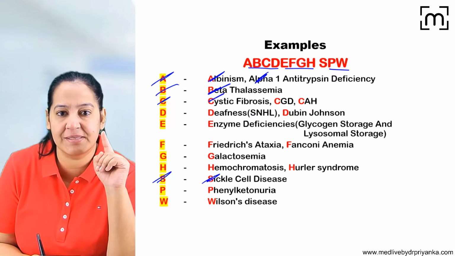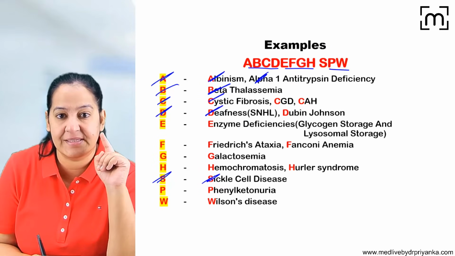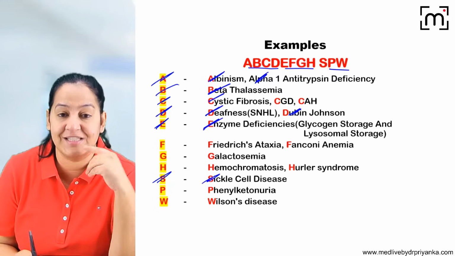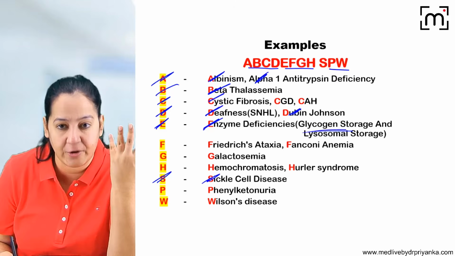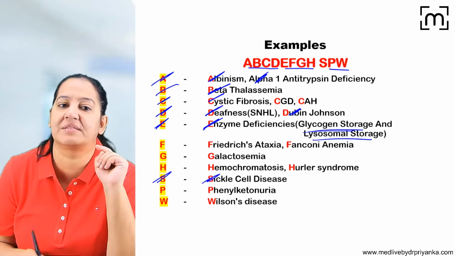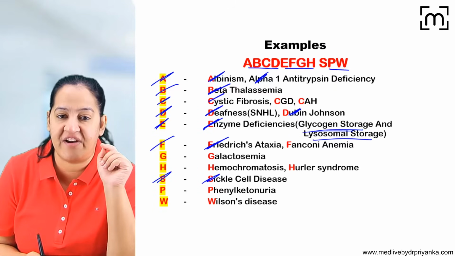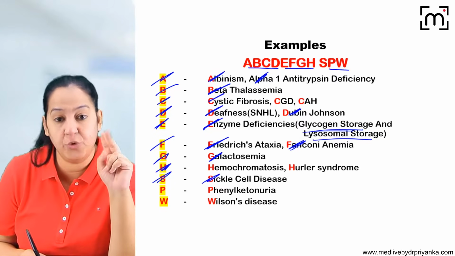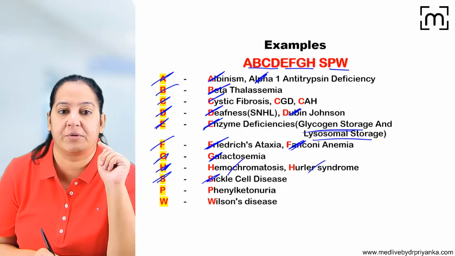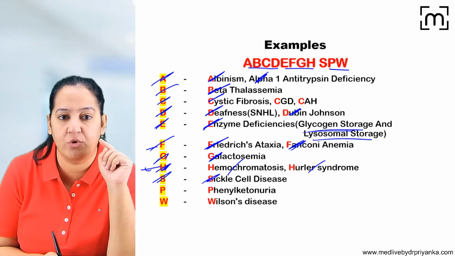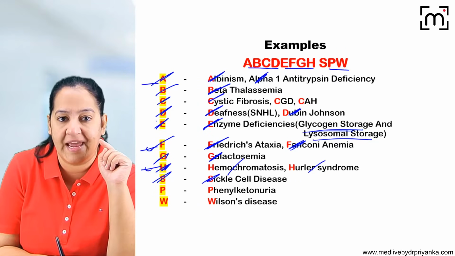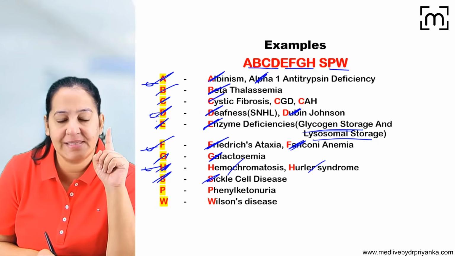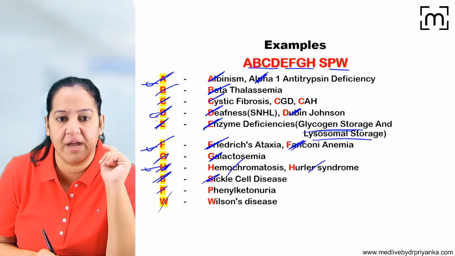C for cystic fibrosis. D for deafness, sensory neural deafness, and Dubin-Johnson, so we have 2D. E for enzyme deficiency, especially G6PD deficiency, glycogen storage diseases, lysosomal storage diseases. F, 2F are there, Friedreich ataxia and Fanconi anemia. G for galactosemia. H, again 2H are there, Hurler and hemochromatosis. So we have 2H, 2F, 2A, 2D. S is sickle cell anemia, P is phenylketonuria, and W is Wilson.